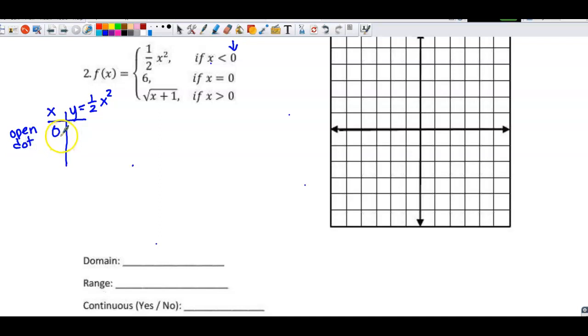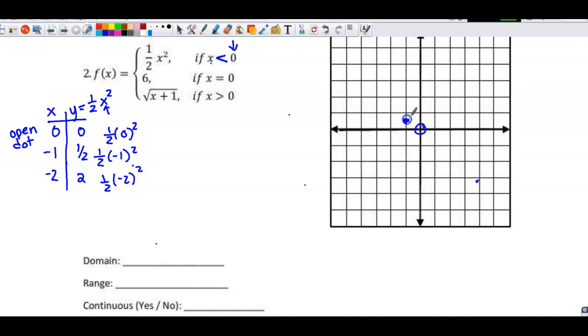So 0 goes into 1/2 times 0 squared, because I'm just putting the x value right in there, and that's going to be 0. Because this is less than, I've got to go down to -1. So 1/2 times (-1) squared. (-1) squared is 1, so 1/2 of 1 is just 1/2. And then I'm going to go to -2. 1/2 of (-2) squared. (-2) squared is going to be 4. 1/2 of 4 is 2. So I'm going to plot these points. So I have (0, 0) as an open dot, and then I have (-1, 1/2).